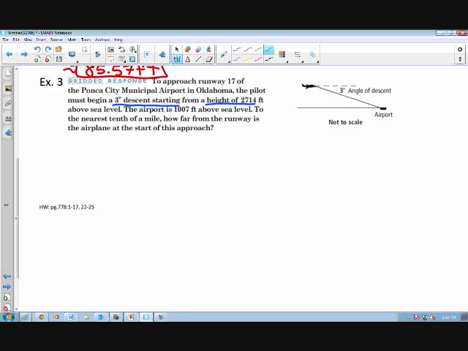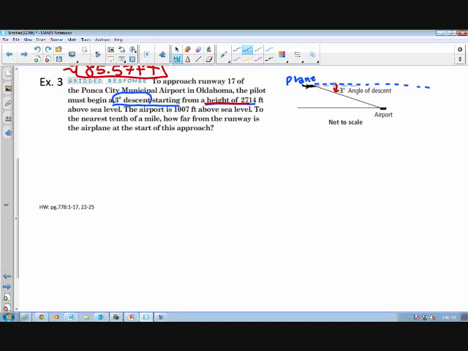Okay, so we have our plane right here. And the nose of the plane, if you look straight out, has a natural elevation that is parallel to the ground. And since we're descending, which way does that rotate? Does that rotate up or does it rotate down? Descending would be an angle of depression rotating down at 3 degrees. And it tells you the height at which it starts doing this. Okay, it starts doing this at 2,714 feet above sea level. To the nearest tenth of a mile, how far from the runway is the airplane at the start of this approach?